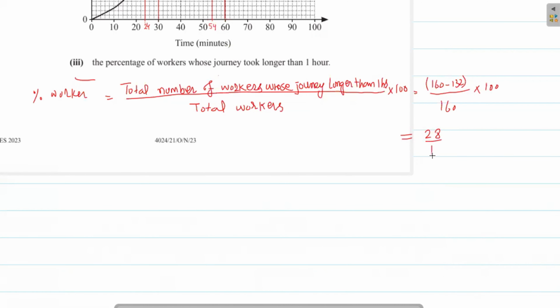28 over 160 multiplied by 100. The 0 will be cancelled. Now 4 times 4 is 16, 4 times 7 is 28. Therefore, 70 over 4, and this will be equal to 35 over 2, and this is 17.5% is the answer.